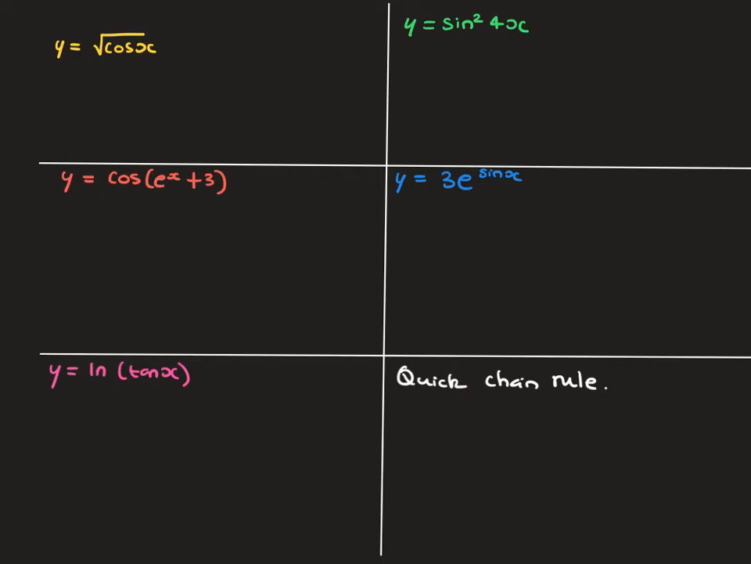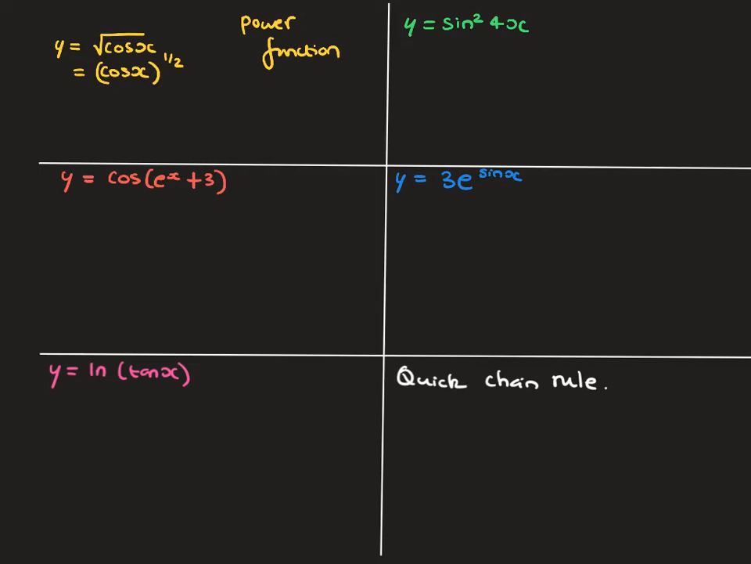And we need to understand what is the overall function and what is the inner function when we're using the quick chain rule. So in the first question, you can see that there's a cosine function, but it's not the format cos f of x. This function here is cos x, and it's being raised to a power of a half. So this is in fact a power function. And when we differentiate it, we need to differentiate it accordingly.